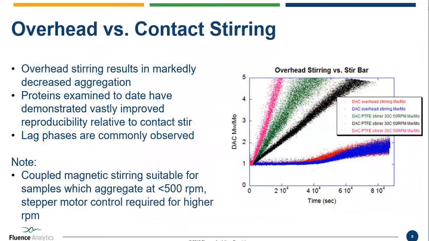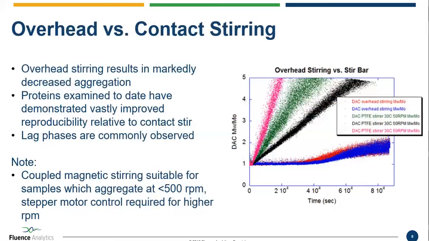So when we look at the differences between overhead versus contact stirring, what we see is that we get a markedly decreased aggregation rate with non-contact stirring. And in addition to that, we've noticed, in what we've examined so far at least, that the reproducibility increases pretty drastically when we look at non-contact. And we also see something that's kind of unusual. We see a lag phase. It's pretty common in a lot of proteins. And that can go on for hours to even a day or more before we start to see aggregation.